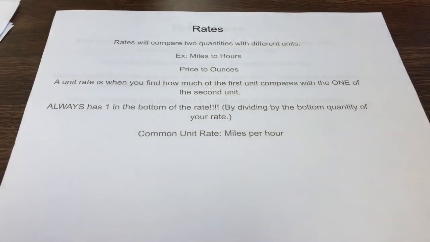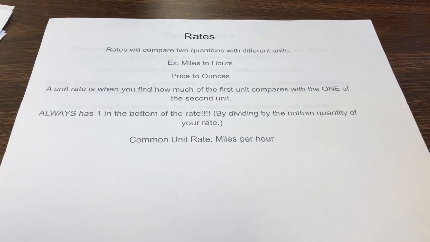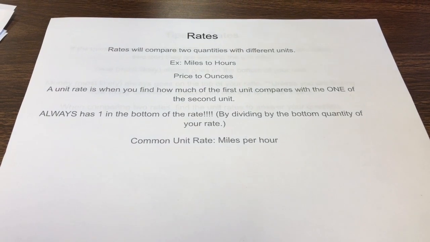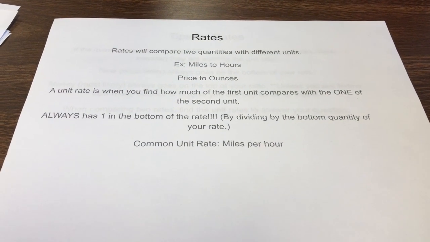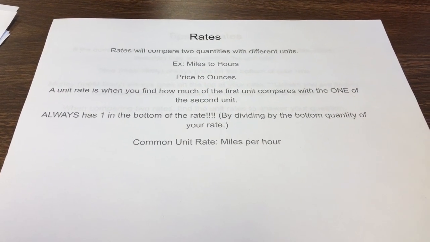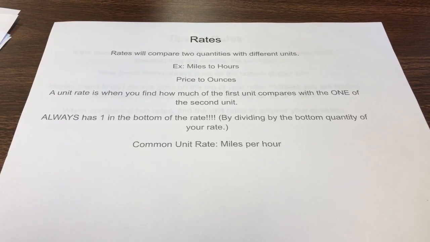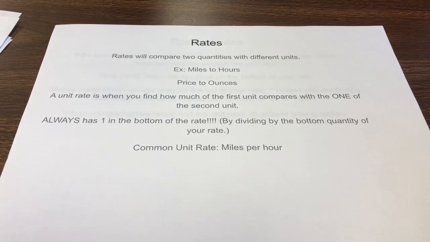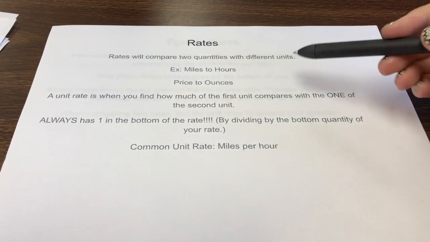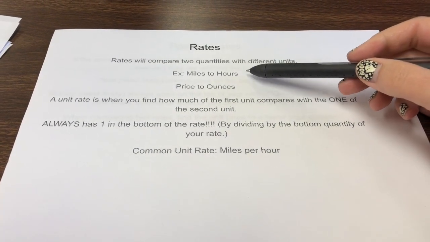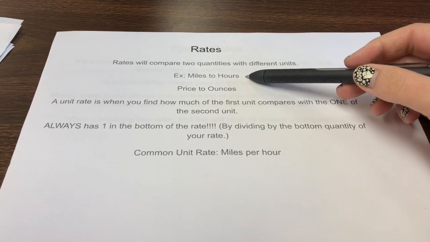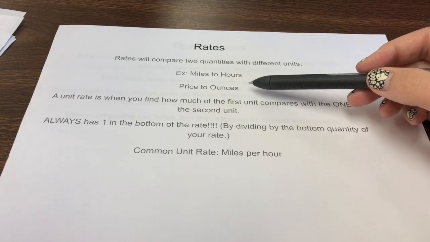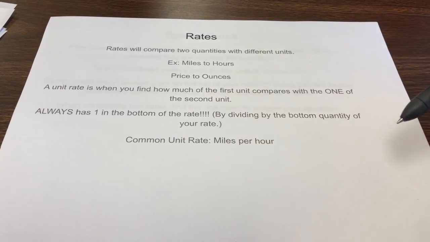Now we're going to look at rates. So rates will compare 2 quantities with different units. Some common ones you see in every day is miles to hours and price to ounces. An important rate is a unit rate, and that is when you find how much of the first unit compares with 1 of the second unit. For example, up here, how many miles can you drive in 1 hour? Or how many ounces can you buy for $1? Or how much is 1 ounce of something?